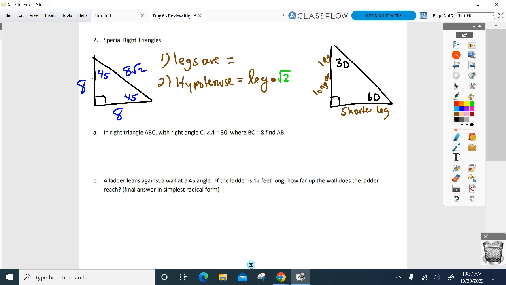So here you go. Here are the two rules we got to remember. First rule. Is everyone all right if I abbreviate longer leg LL? The longer leg is equal to whatever the shorter leg is times square root of 3. That's one thing we're going to have to work on, keeping those separate. The shorter leg times radical 3. And the hypotenuse, that's equal to the shorter leg times 2. Double the shorter leg.